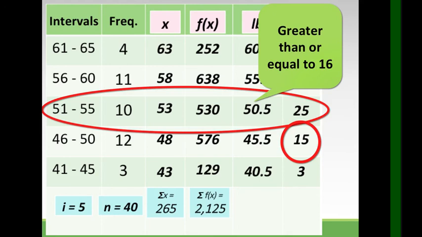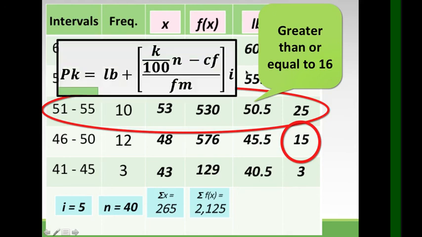And then, this is the formula. Again, we will just identify what we are going to write from the formula. So we have the lower boundary, and the lower boundary is 50.5. And then for the k over 100 times n, that's 16, which we solved earlier. For this cumulative frequency, the less than cumulative frequency, is 15, for the 25. For the frequency mode, it is 10. And for the I, it is 40.